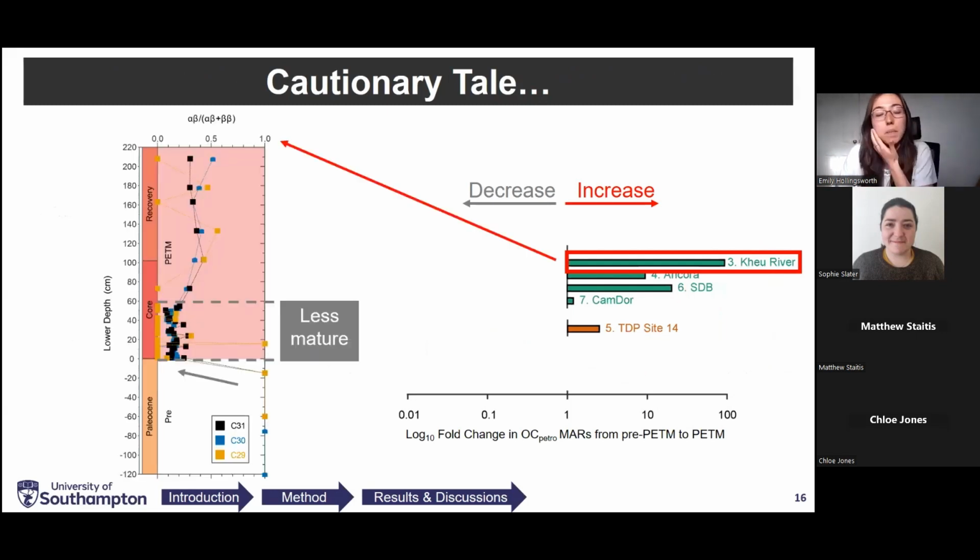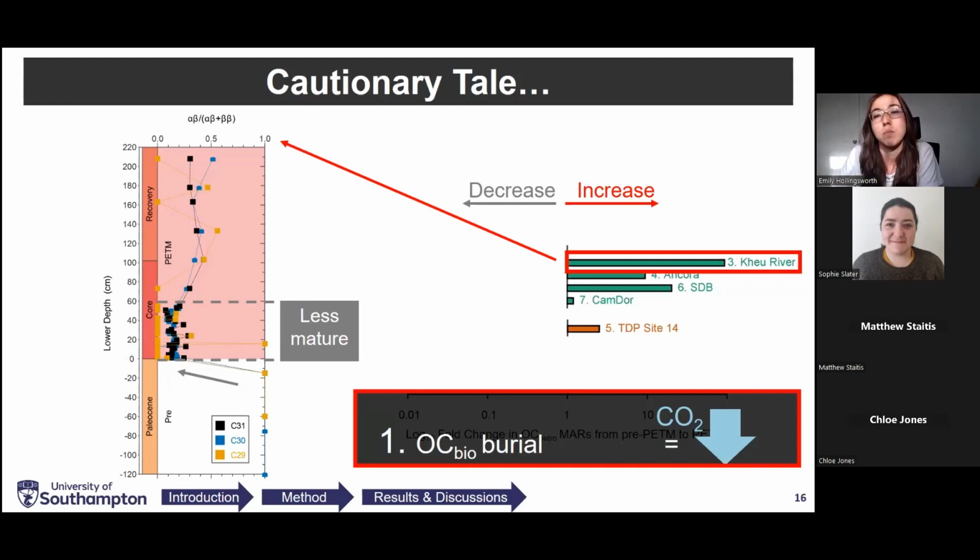But when we look at the biomarkers, so again, I've just plotted the alpha beta ratio. You can see that during the PTM, there's actually a shift to less mature, lower values. So basically, we're seeing a dominance of the beta, the originally produced structure at this point. And that suggests that there's actually more OC bio going into the system. And if that is the case, then you're having a CO2 sink here, not a CO2 source.